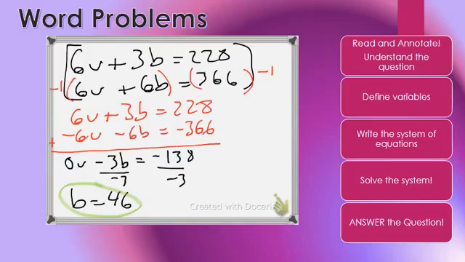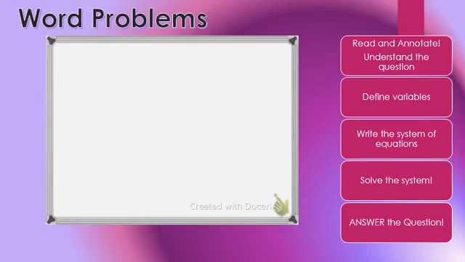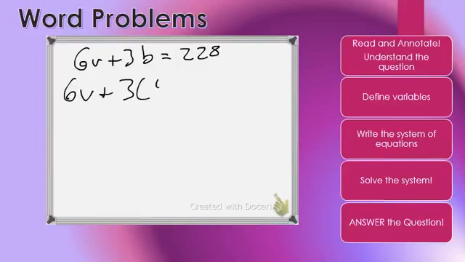You can write that down. Now we need to go back and substitute this value for b into one of the original equations. We're going to plug it into just the first equation; it doesn't really matter which one you choose. I'm going to go to the next slide, and I'm going to have 6v plus 3b equals 228. Since b equals 46, I'm going to rewrite and substitute for b. So 6v plus 3 times 46 equals 228.